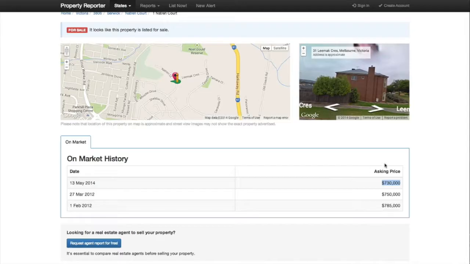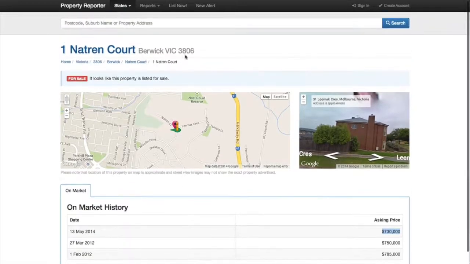What this allows you to do is, if you were ever interested in that property, it gives you leverage, because you know this data and you can use it to negotiate better terms or a better rate or whatever you want to negotiate with the vendor.